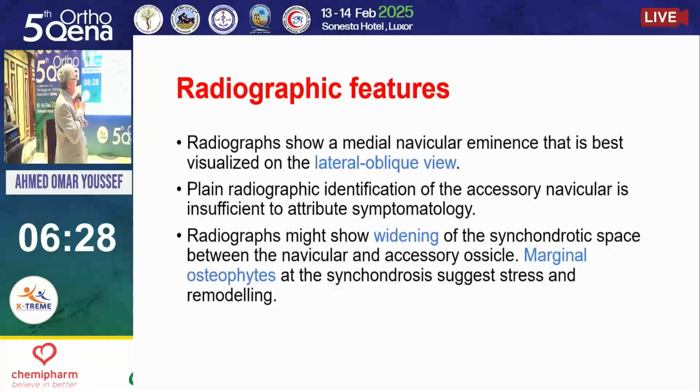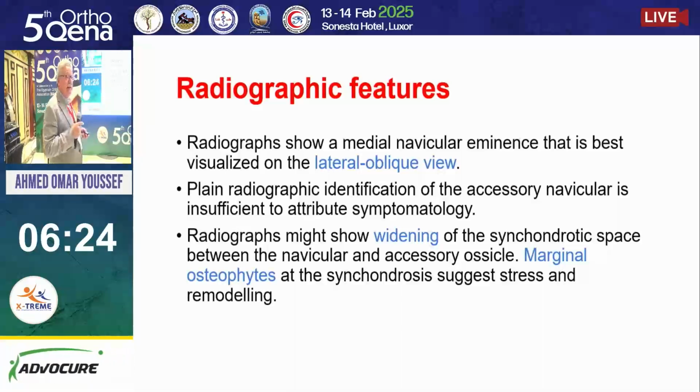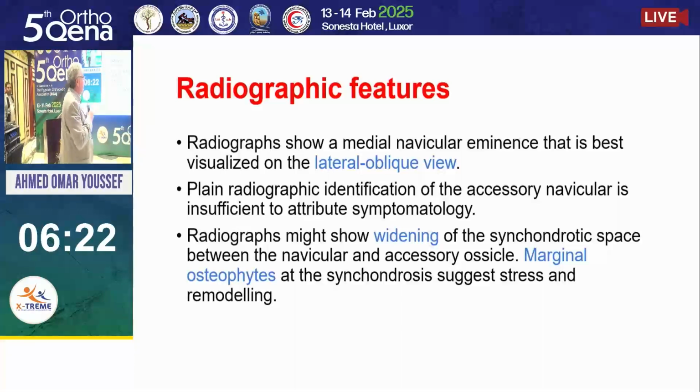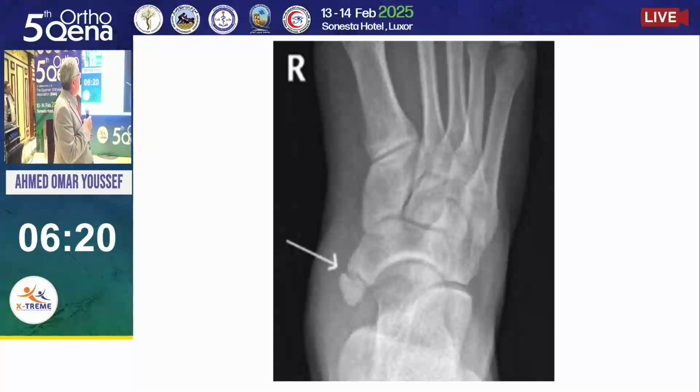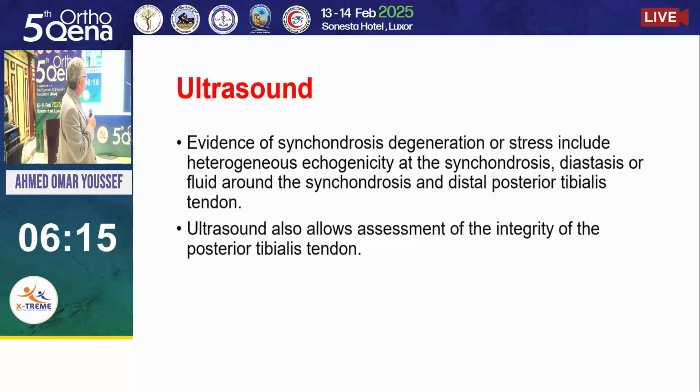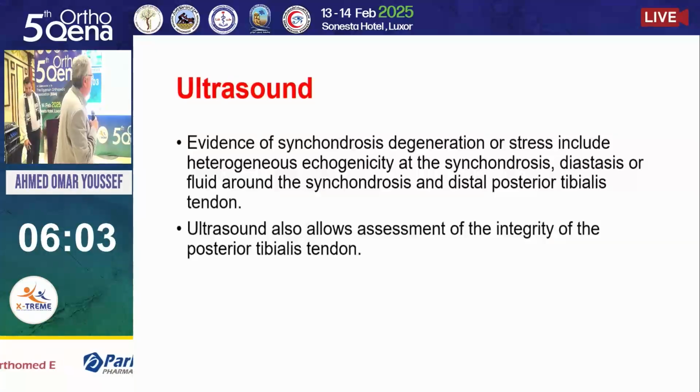X-ray will show widening of the synchondrosis, irregularity, sclerosis, and sometimes ossification. Ultrasound will show irregularity of the synchondrosis, sometimes fluid due to shear force around the tibialis posterior tendon.